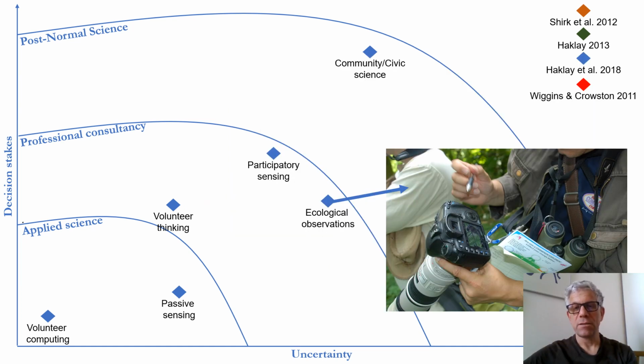Ecological observations are another example of participation which give us higher uncertainty, which is why we need all these observations, and there is a whole discussion within ecology around data quality and the modeling based on participants, but it's still within the mainstream ecological research.